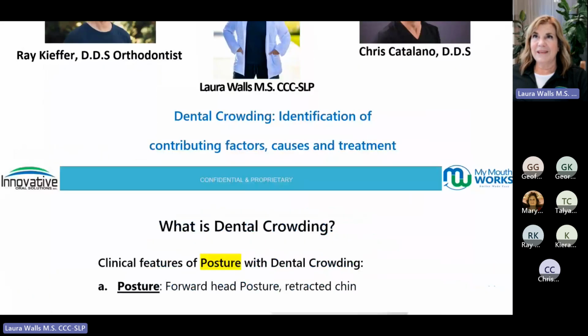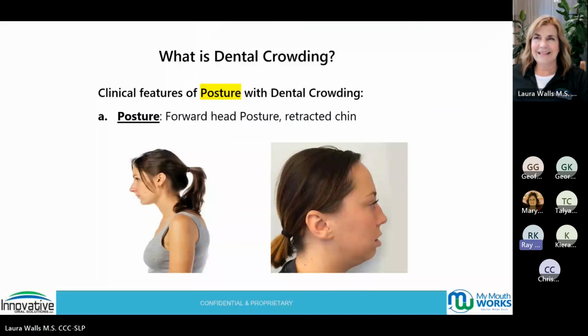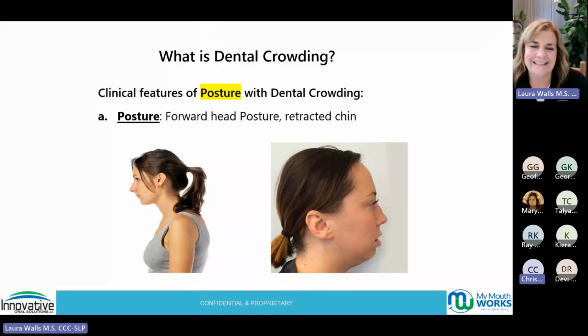And now I think I have to use this button. Can you see it? Yep. Yay. All right, great.